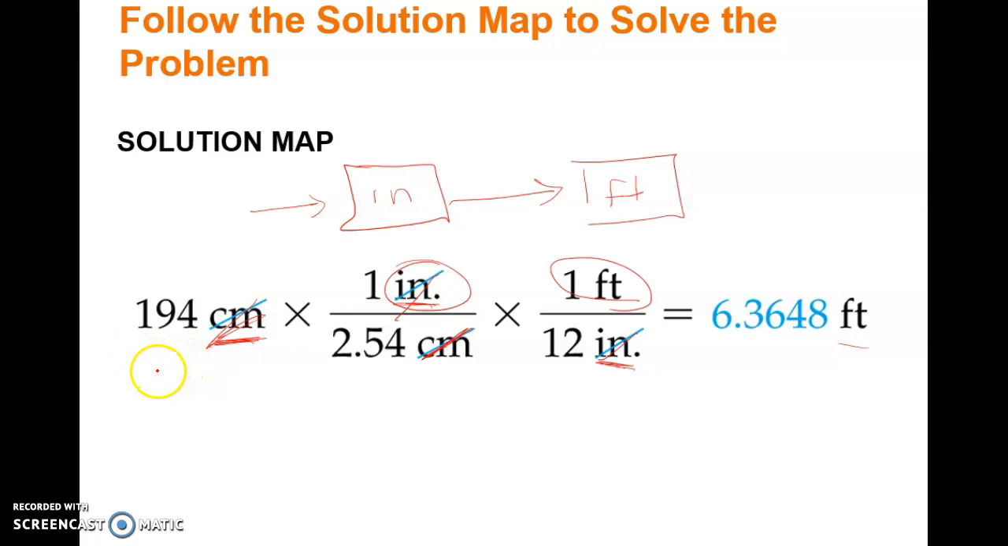And then I simply use my calculator, and I take 194, divide by 2.54 because it's on the bottom, and then divide by 12 because it's on the bottom. And this is what I would end up with: 6.3648 feet. What would it be to the correct amount of significant figures? Well, this is our measured value. These guys are just conversions. So we would do this to 3 significant figures. So this would be 6.36 feet.